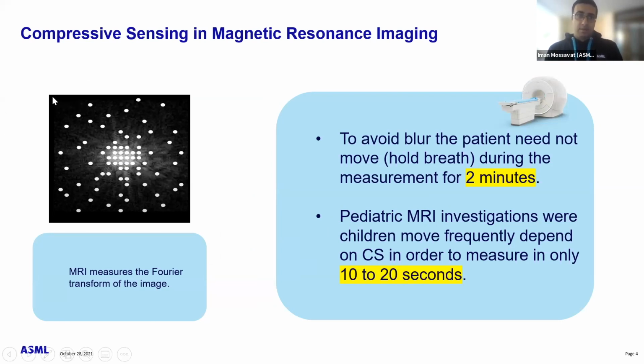How do you do that? MRI measures in the Fourier domain, so it measures the Fourier coefficients of that image. And you can see that here I subsample these Fourier coefficients. This is a 2D Fourier analysis. For the lower frequencies, you sample very densely, and very sparsely you sample the higher frequencies. And from this subsampled data, you can reconstruct the full MRI image. That's the idea behind compressive sensing. And for that, we can sometimes change the hardware as well.